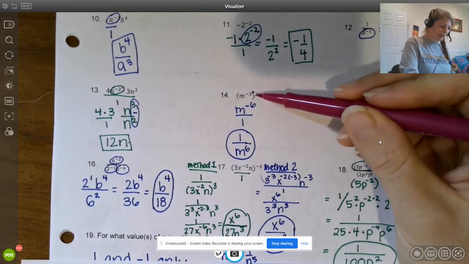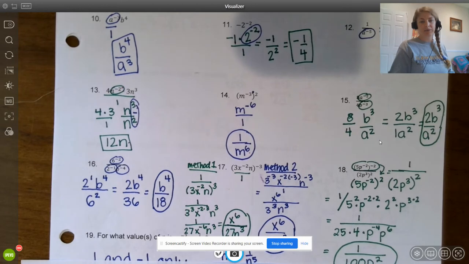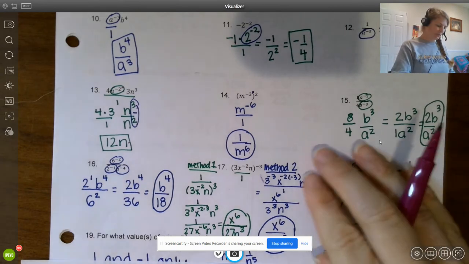14, I did power over powers. Negative 3 times 2 is negative 6. You need to have a positive exponent in your final answer. You cannot leave your answer with a negative exponent. It is not in the simplest form.